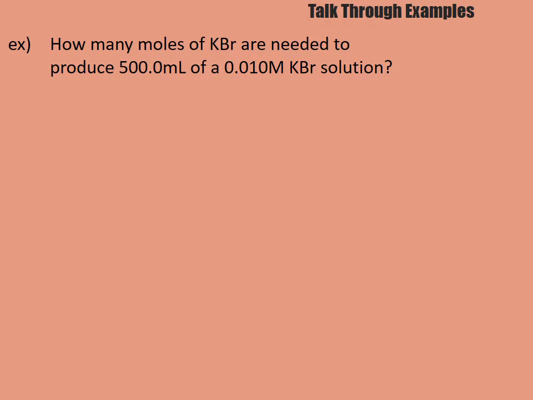Next practice example. How many moles of KBr are needed to produce 500 milliliters of a 0.010 molar KBr solution? So I've got 500 milliliters. That's going to have to be converted to liters. So big brackets, milliliters on the bottom, liters on top. 1 milli equals 10 to the negative 3. Right through my calculator. 500 milliliters is the same as 0.5000 liters, keeping my significant figures there at 4.